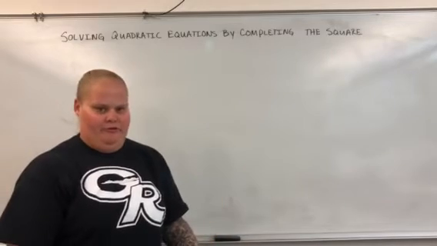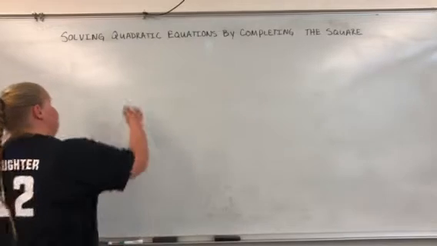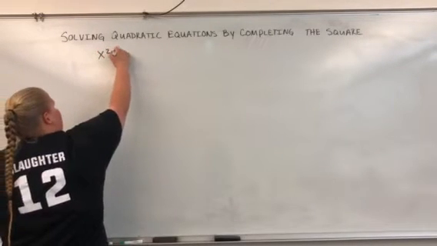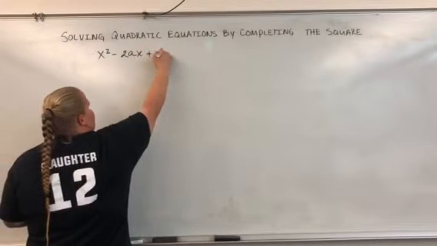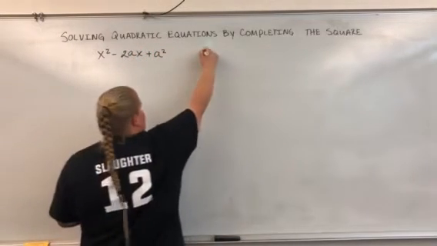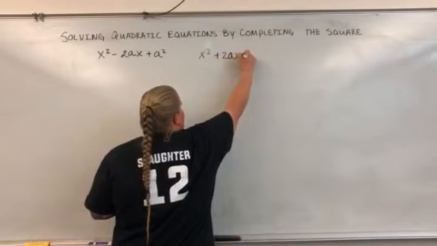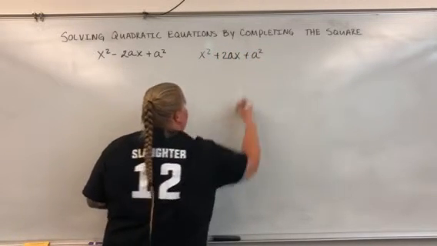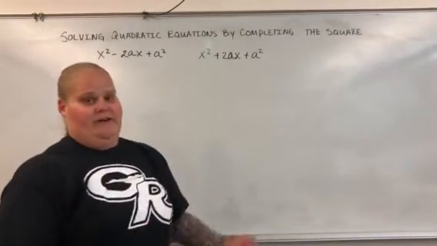Well, what is a perfect square trinomial? A perfect square trinomial is something like this. x squared minus 2ax plus a squared, or x squared plus 2ax plus a squared. Okay, these are both trinomials that can be easily factored.